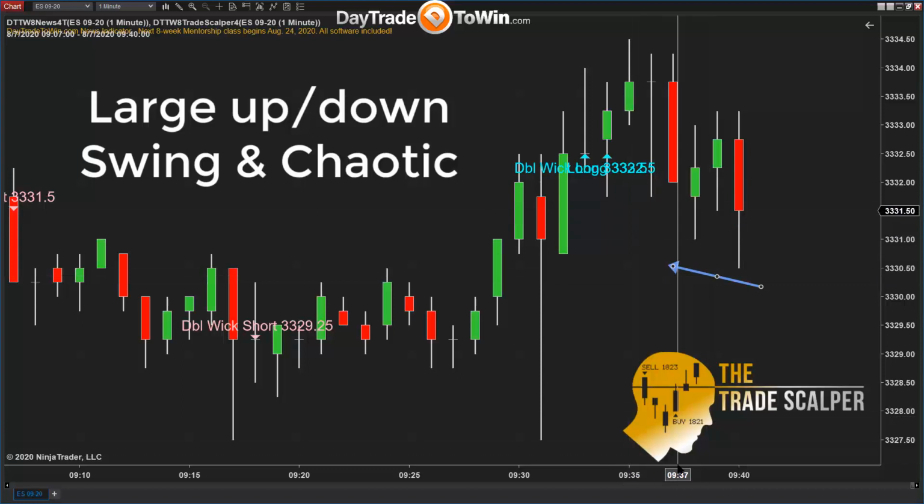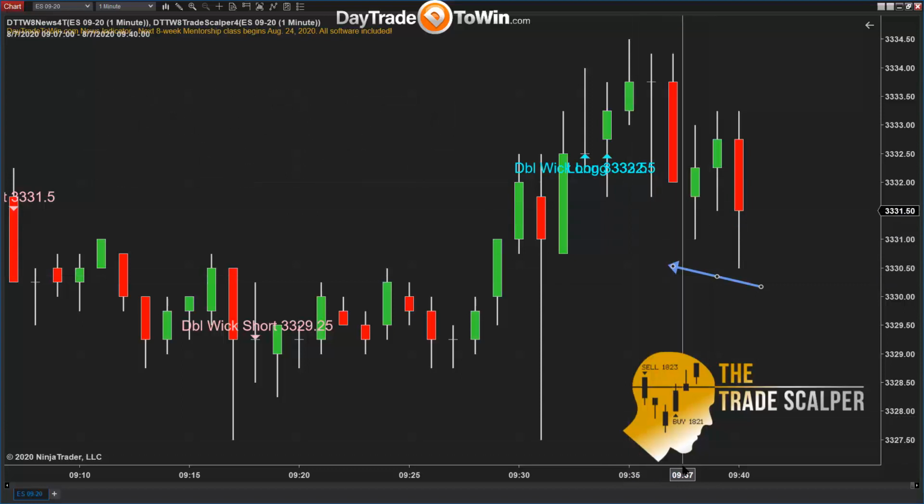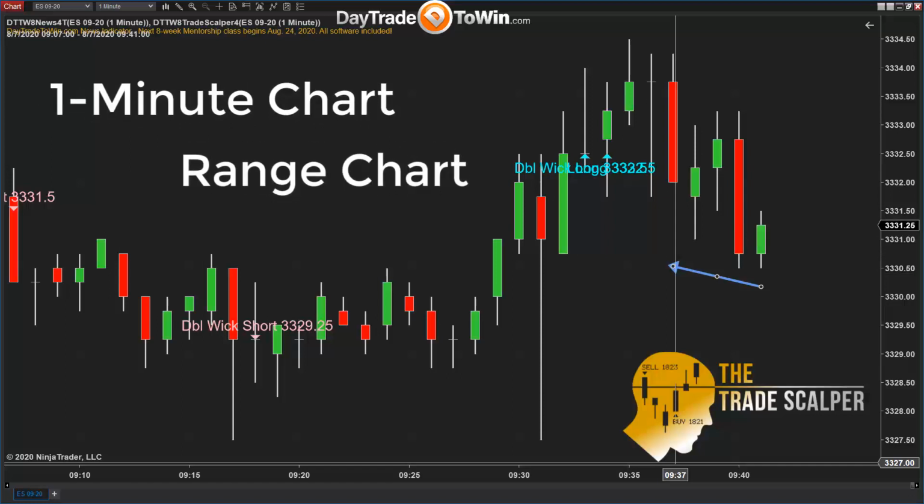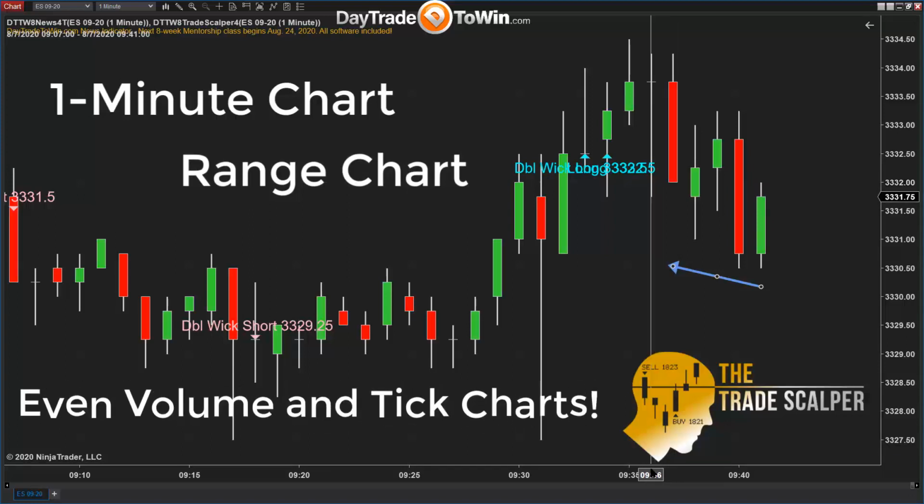Now let me explain here the signals that you're seeing. This happens to be the TradeScalper method, and the TradeScalper method can be traded on a variety of charts. The recommended chart is a 1 minute chart. It also works very well on a 2 range chart or a range chart. Some traders like 4 range chart, as we did last week. Some traders like a volume chart or a tick chart. But I'm going to keep it nice and simple. I'm just going to place the software on a 1 minute chart.